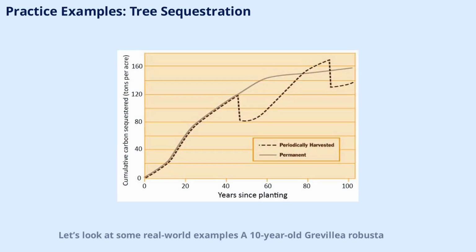Let's look at some real-world examples. A 10-year-old Grevillea robusta, 45 feet tall with a 6-inch trunk, sequesters about 3.7 metric tons of CO2 per acre per year. A 2.5-year-old Acacia angustissima, 15 feet tall with a 3-inch trunk, sequesters 3.42 metric tons per acre per year. And a 15-year-old Albizia lebbeck, 30 feet tall with a 12-inch trunk, sequesters 3.94 metric tons per acre per year. These examples show how species, age, and spacing all influence sequestration rates.